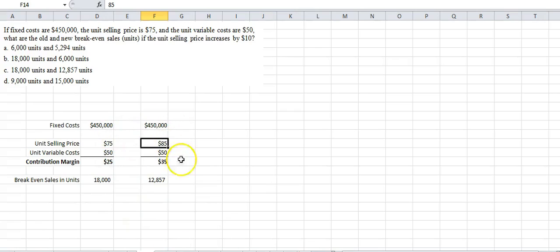But anyways, that's not the question that was asked. The question that was asked was, what were the two break-even points? Well, the two break-even points are 18,000 and 12,857. So the answer to that one would be answer C. Okay, let's go to the next question.